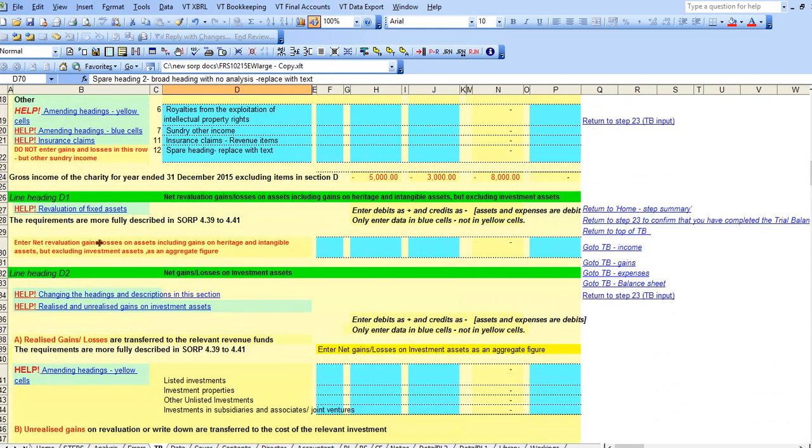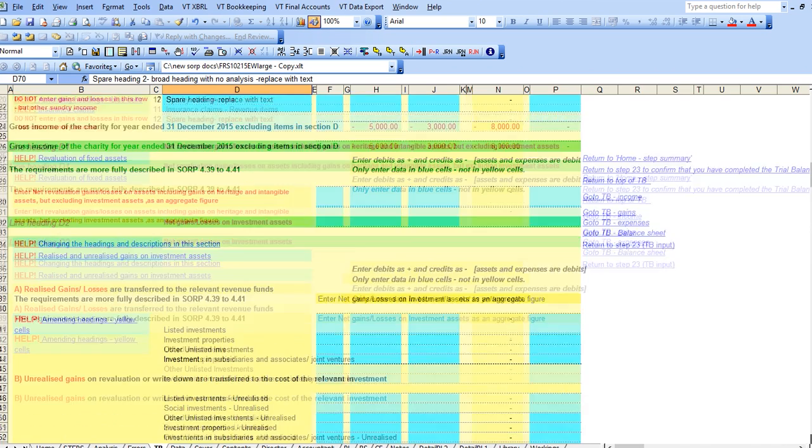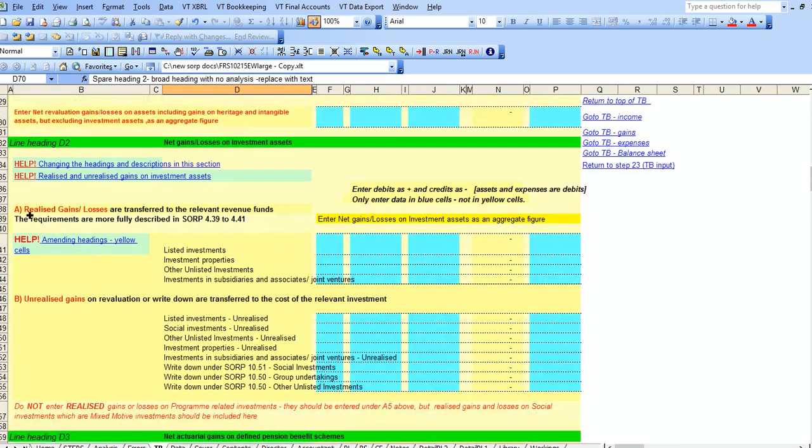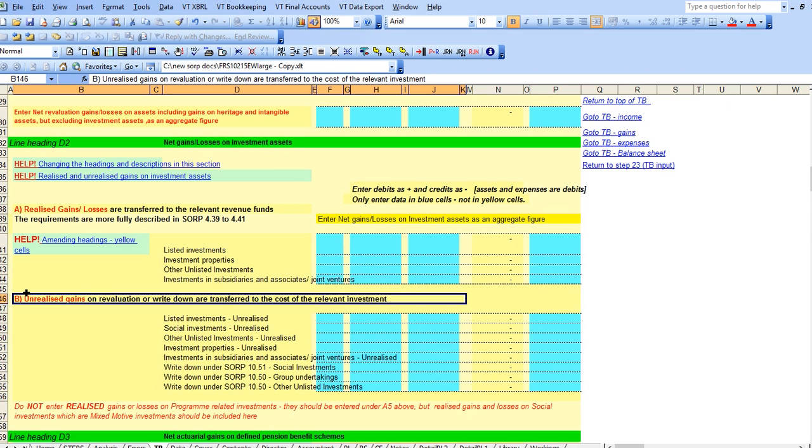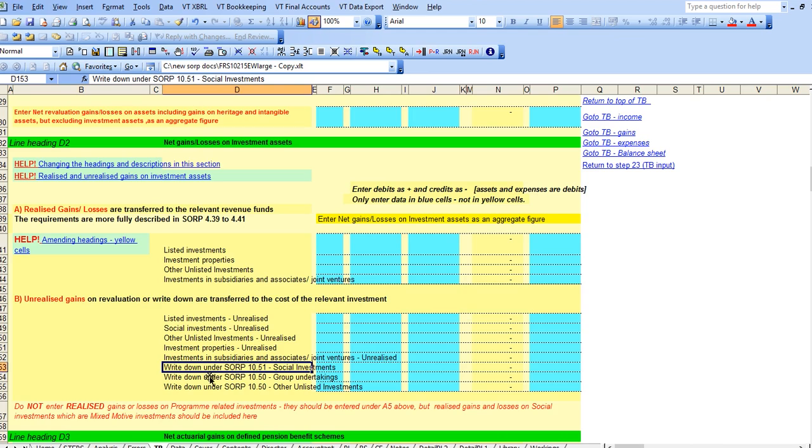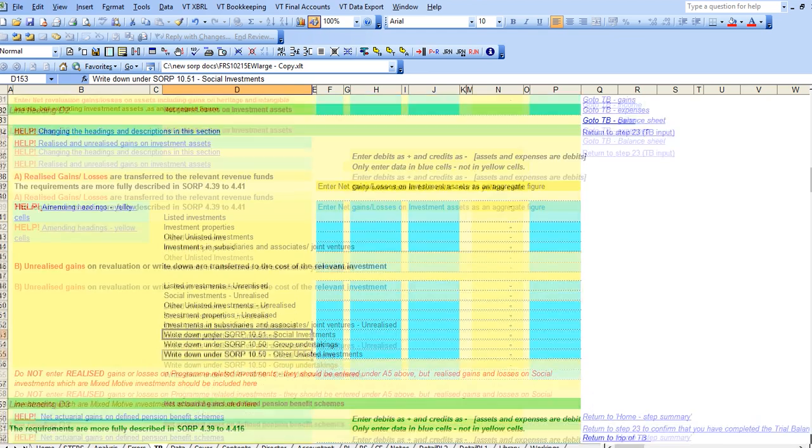If you have a revaluation, you've got to put the details in there. If there are losses on investment assets when you've sold them, then you enter the details in there. This is realized gains. That's when you've actually gained or lost money having sold an investment. The next section is unrealized gains, where you've made a gain on revaluing the asset at the end of the year. So you see it's split over the various categories of transaction, including the write-downs that are required under the SORP. You would enter the information there.